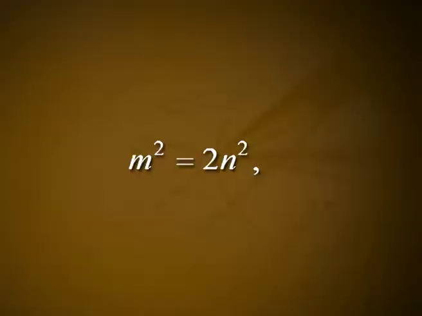We assume that we have cancelled any factors common to m and n, so that the fraction m by n is in lowest terms with the GCD of m and n equal to 1. Now, m square is equal to 2n square, where both m square and 2n square are integers. Since m square and 2n square are the same integer, and since 2 is a factor of 2n square, we see that 2 must be one of the factors of m square.